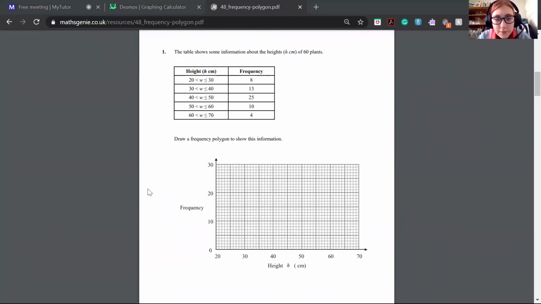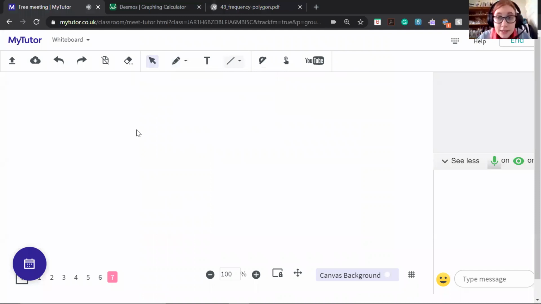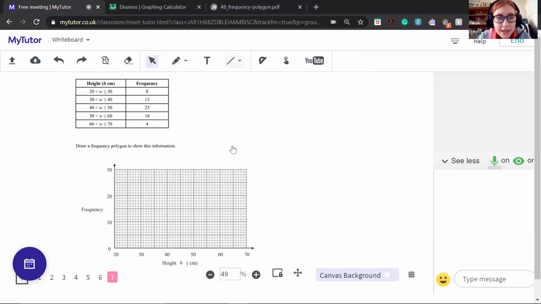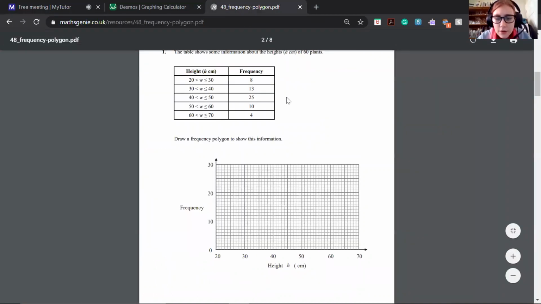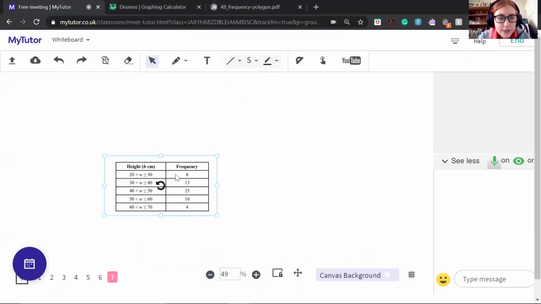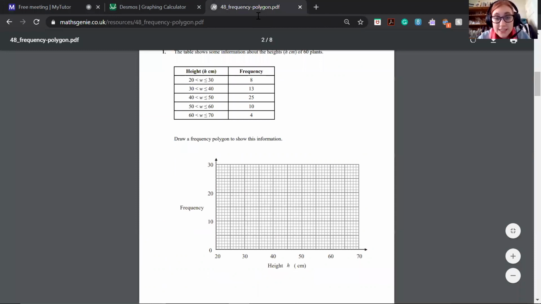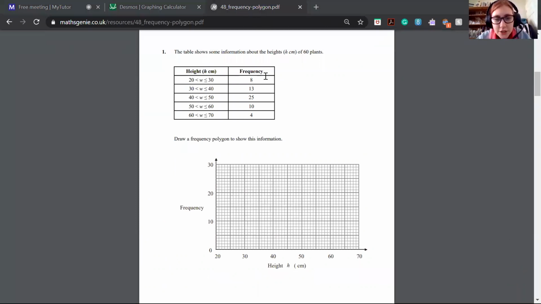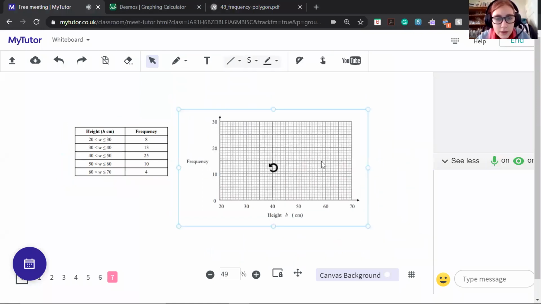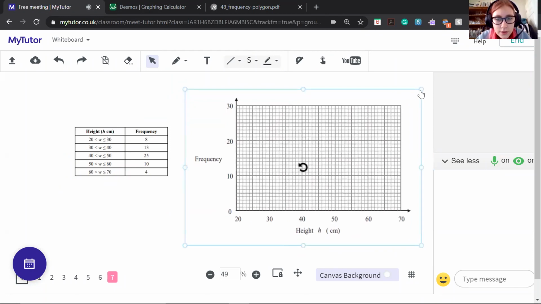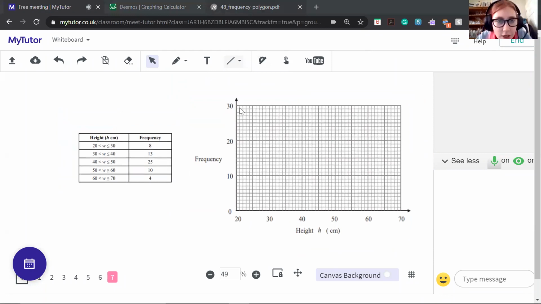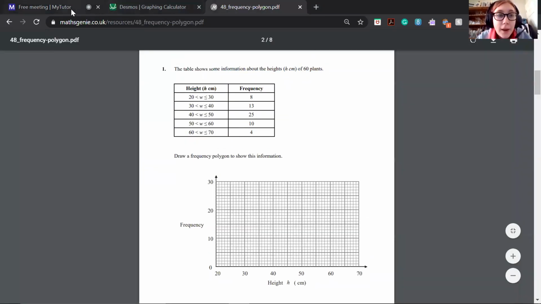So a frequency polygon, just like when we were doing cumulative frequency graphs and histograms yesterday, it's just another way of displaying information. So actually, I'm going to put the table and the graph side by side. I think this will make it easier for you guys to see. So yeah, it's just a different way of looking at and interpreting information. So we've got this table of information. So what's this telling us? Let's have a look. Some information about the heights of some plants.